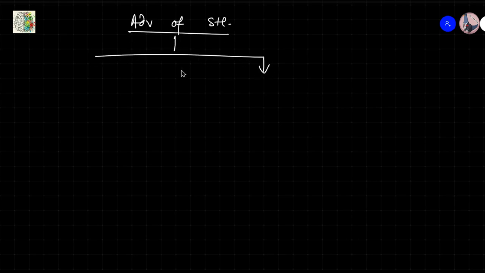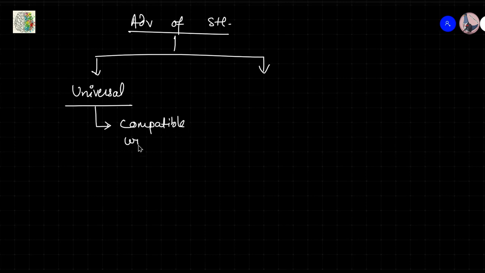Now there are two good advantages. One is that it is universal. As this is the oldest one, it is compatible with almost any 3D printing machine and with all 3D printing software. Even if people are making new software today, they know that most of the existing files are in this STL format only. So whatever software people are designing even nowadays will be compatible with STL.